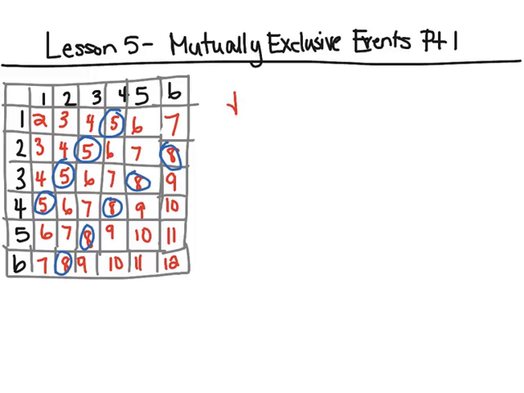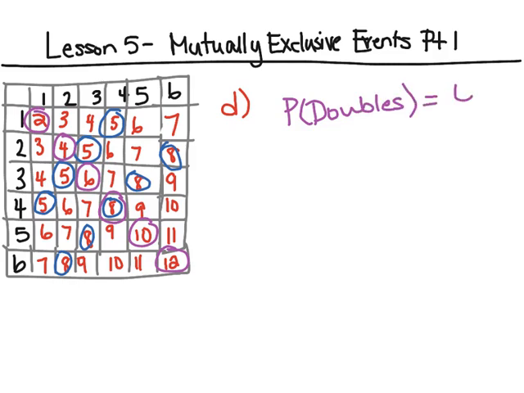Part D asks, if you roll doubles, you get another turn. So what's the probability of getting to go on another turn? The ways we have doubles is 1 and 1, 2 and 2, 3 and 3, 4 and 4, 5 and 5, and 6 and 6. So the probability of doubles is 6 out of 36, which is a 1 in 6 chance. So you have a 1 in 6 chance of getting doubles and getting to go again.